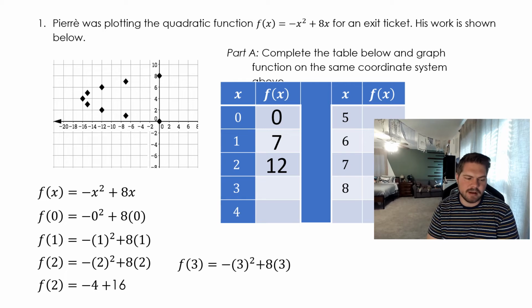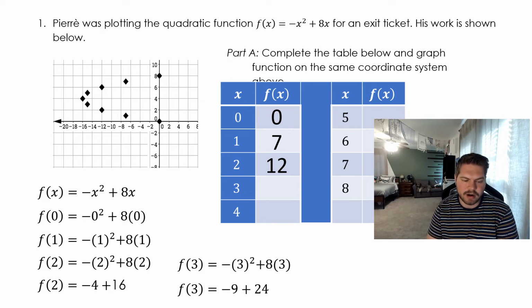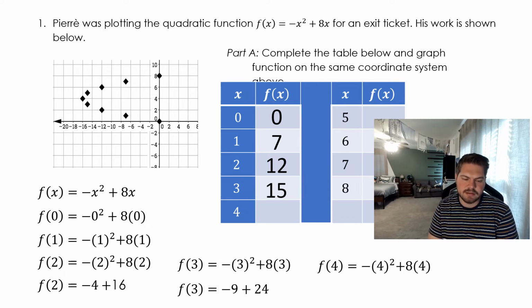You're going to plug in 3. 3 squared, you get 9. 8 times 3, you get 24. 24 minus 9, you get 15. And then plug in 4. And then 4 squared, 16.